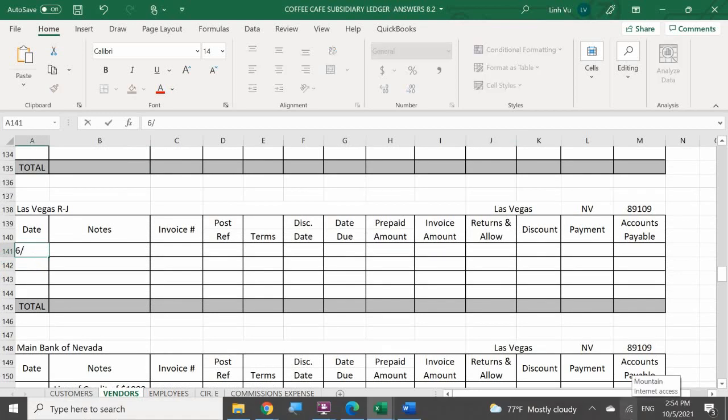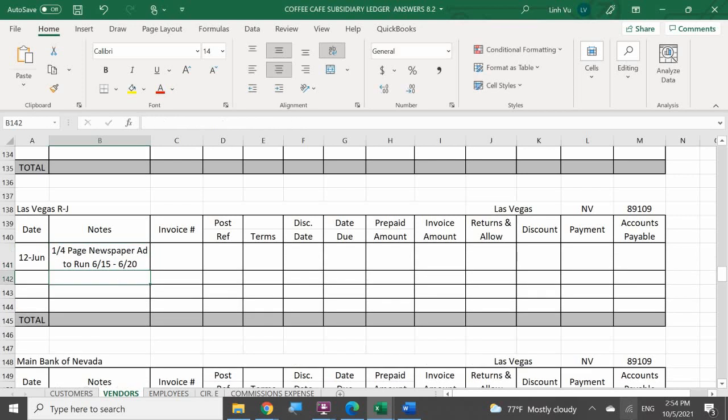Okay. So it is the 12th. What did we buy? We bought a half quarter page newspaper ad to run from the 15th of June all the way to the 20th of June. Okay. Invoice number: in this case, there's no invoice number, right? It should be some kind of contract or credit card transaction number. In this case, I don't have one, so that's okay.